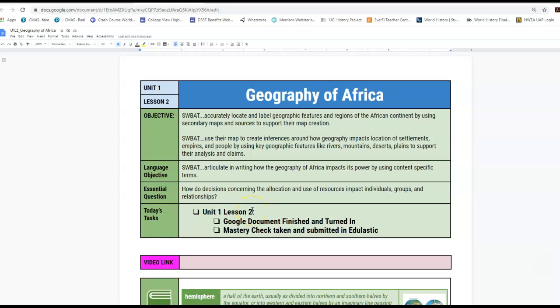All right, welcome back. We are on Unit 1, Lesson 2, Geography of Africa. The objective for today is that students will be able to accurately locate and label geographic features and regions of the African continent by using secondary maps and sources to support their map creation.